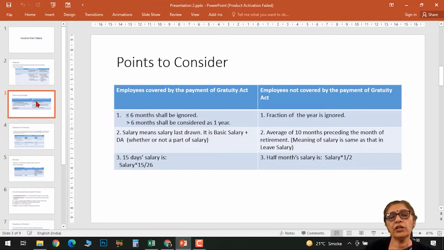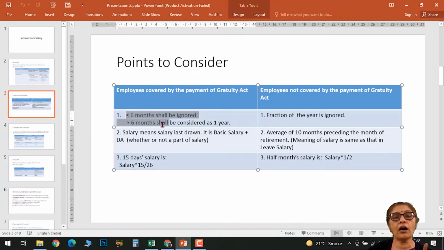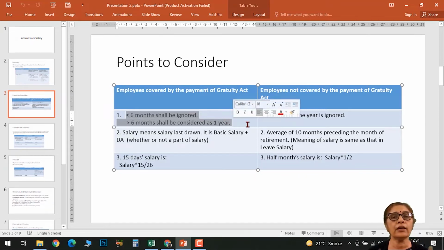Now here, similar to leave salary, we need to keep certain points in mind. 1. Year of service means what? We have different rules for those who are covered by the Payment of Gratuity Act and different rules for those who are not covered by the Payment of Gratuity Act. If you are covered by the Payment of Gratuity Act, then months are considered as 1 year provided you have worked for more than 6 months.